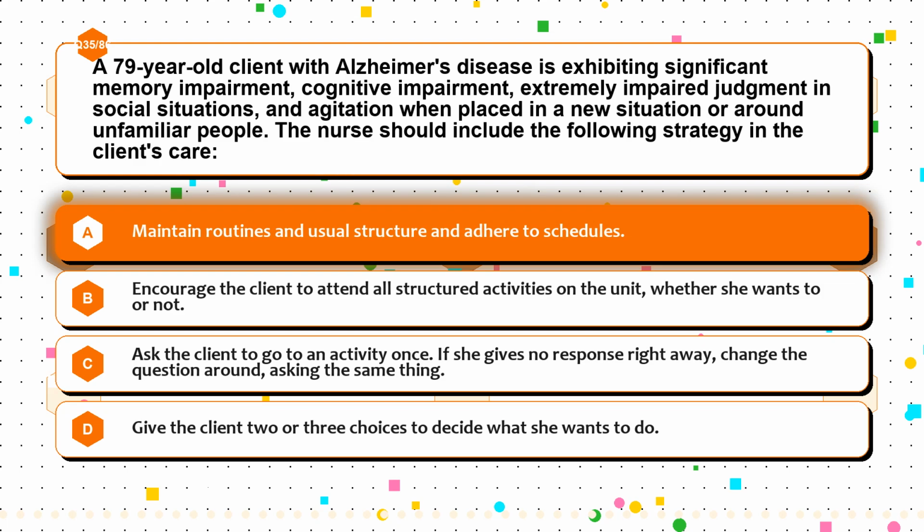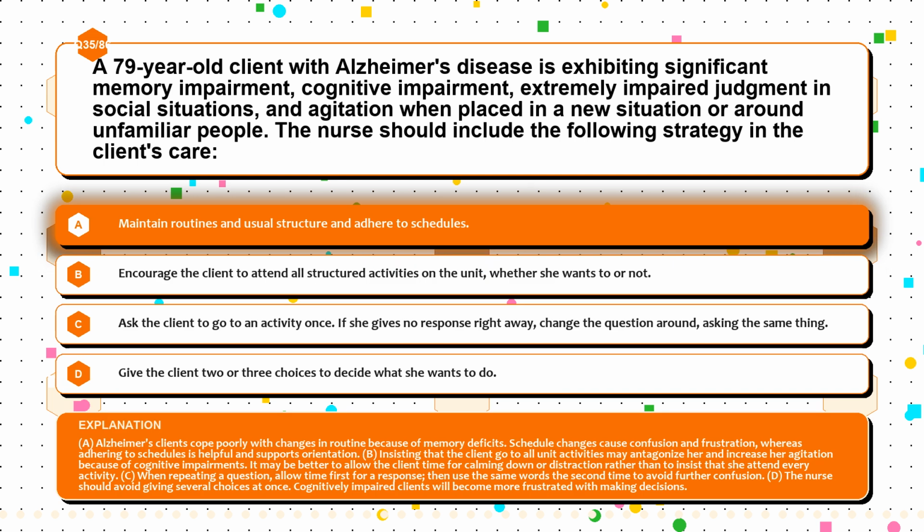The correct answer is option A. Maintain routines and usual structure and adhere to schedules. Alzheimer's clients cope poorly with changes in routine because of memory deficits. Schedule changes cause confusion and frustration, whereas adhering to schedules is helpful and supports orientation.